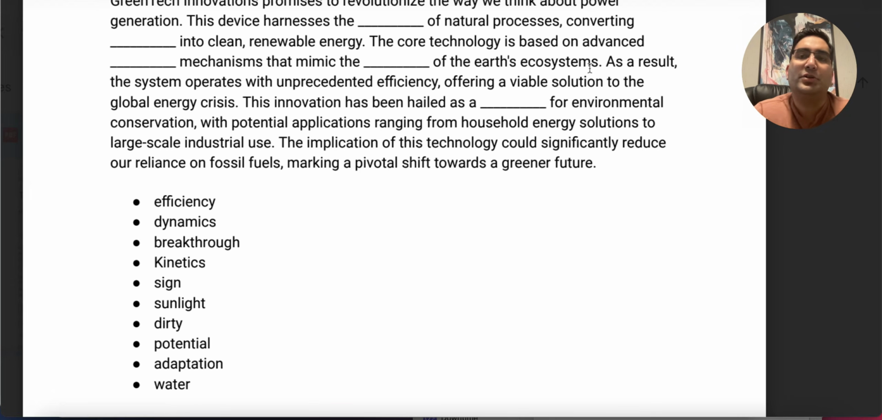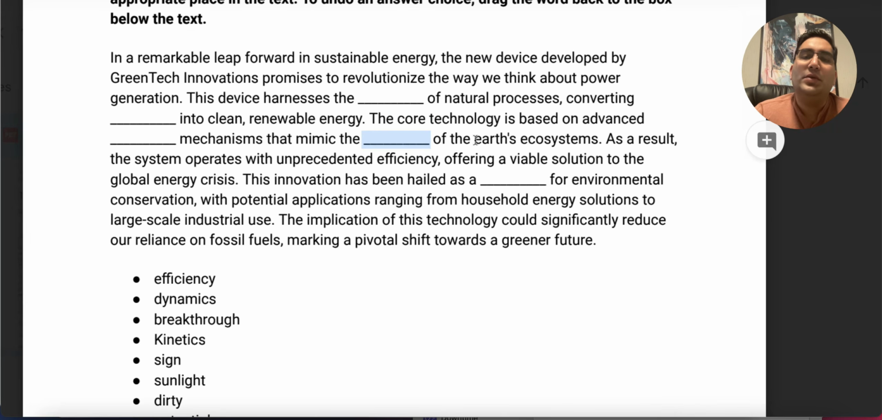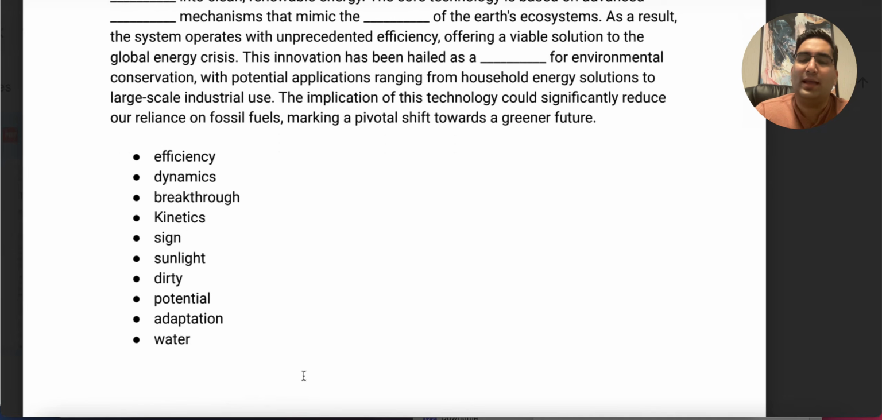It's very similar to what I predicted. I said the patterns of the Earth's ecosystem. It's similar to the prediction. It's a neutral option here, which is best to use since we don't have more information about the Earth's ecosystem, so we can't comment much on it. And dynamics is the correct answer. Okay, so you can see we're using our logic, looking at the words around the blanks, predicting, and looking at the options and getting the answer.